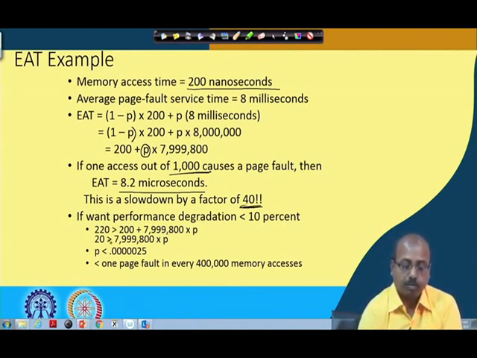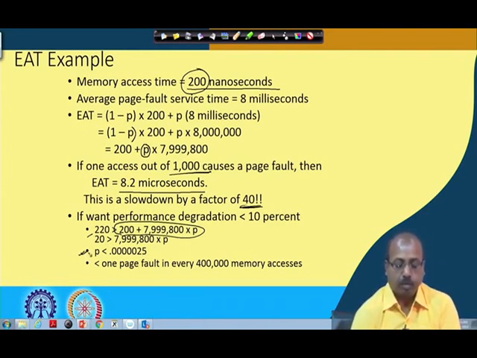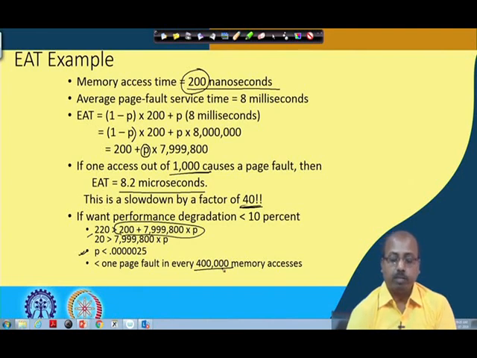In that case, 200 nanoseconds is the actual time. If I allow 10% degradation, that is 220. So this whole expression should be less than 220, which gives rise to the equation that p should be less than 0.0000025, so one page fault per 400,000 memory accesses. That is a very low rate of page fault. So the page fault rate should be very low if we want the performance degradation to be very small.